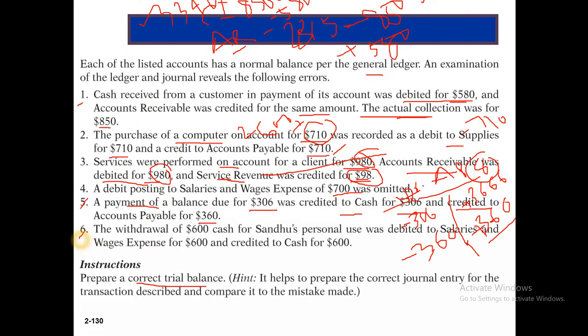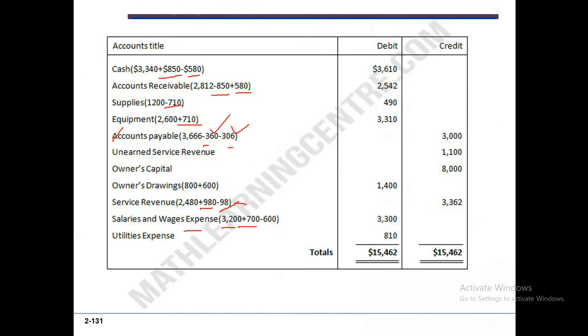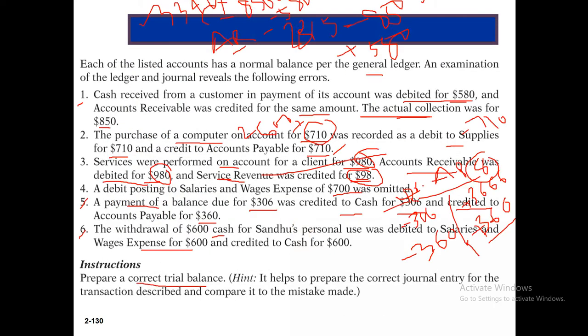Our last one, withdrawal. Withdrawal of 600 cash for Shandu's personal use was debited to salaries and wages 600. So for this we should subtract the 600 from salaries and wages, and add 600 to our drawings. The credit to cash 600 has no problem here.